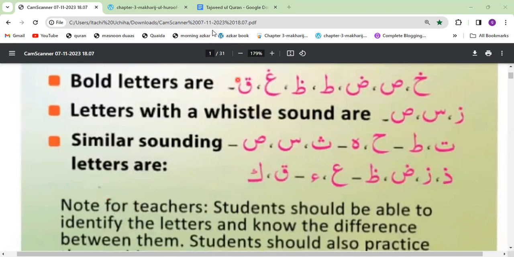Perfect. It seems like everyone is having the clear information. Alhamdulillah. Okay, let's discuss the heavier letters. Heavier letters are basically khuss, dhaghat, and qiz, or it is like kha, sad, dad, ta, za, ghain, and qaf.